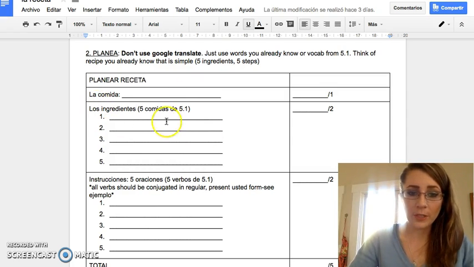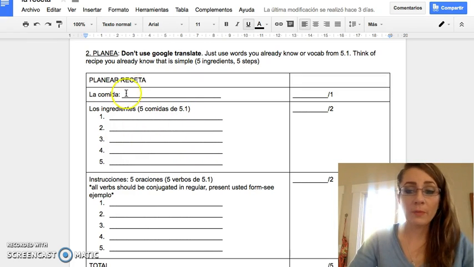All right, los ingredientes, 5 de 5.1. You need to think of 5 ingredients from here. I want vocab from this section. Don't look up random words. If you want to add like 2 extra words that you haven't learned, that's fine. All these words should be vocab words. That's what you're practicing. Siguiente.